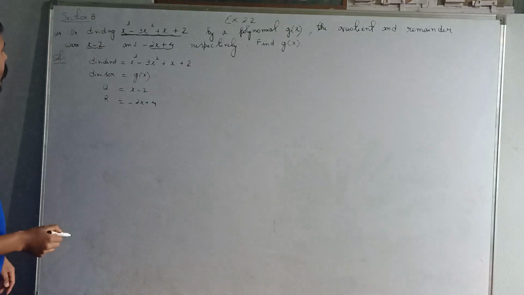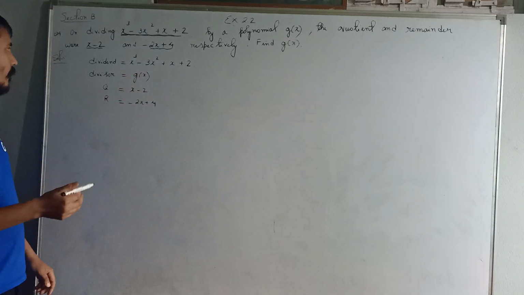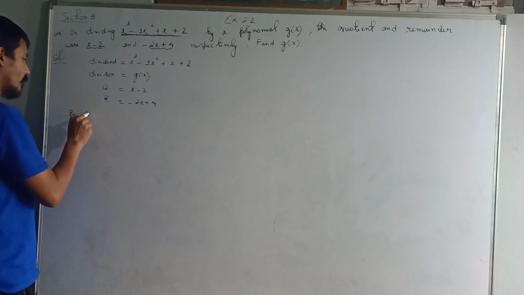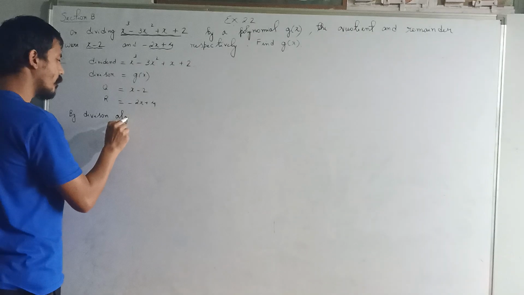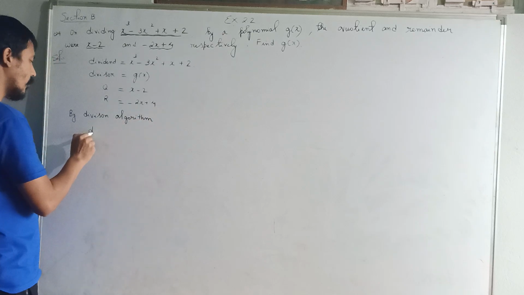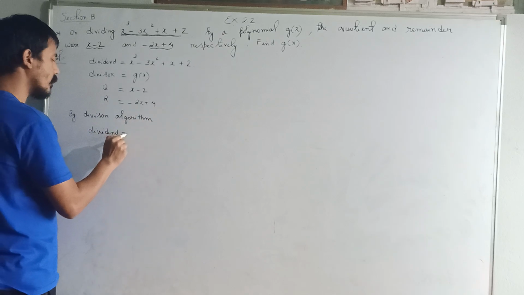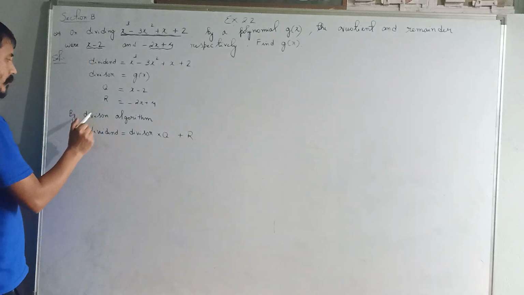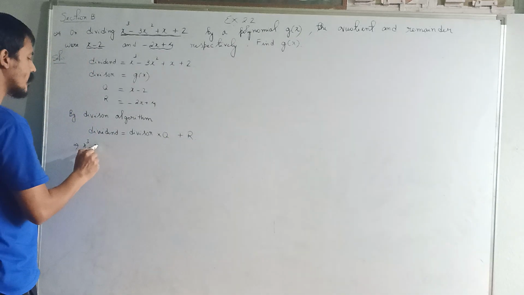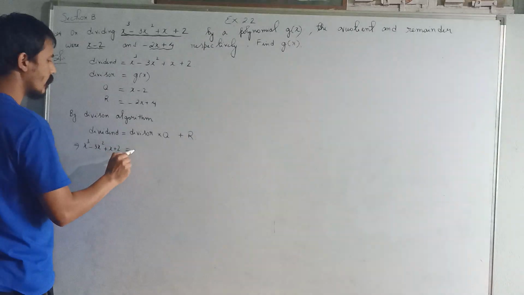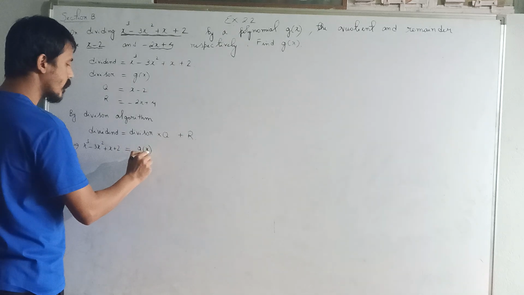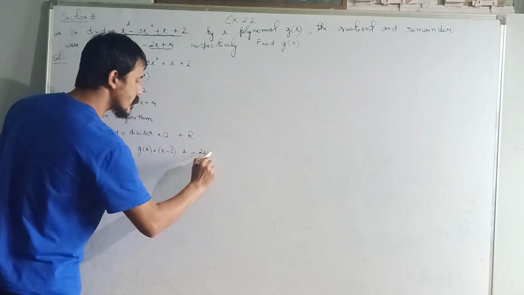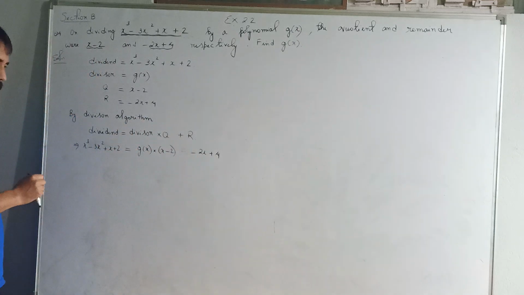So in order to find g(x), we have to apply the division algorithm. By the division algorithm, we know that dividend is equal to divisor times quotient plus remainder. Your dividend is x cubed minus 3x squared plus x plus 2. Your divisor is g(x) times your quotient x minus 2 plus your remainder, which is minus 2x plus 4. Plus minus gives you minus, right?